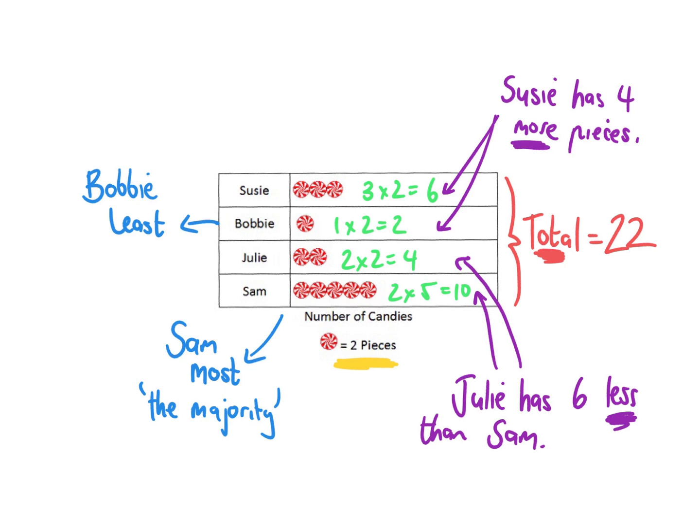What is the total amount that we can see? How much does each individual person have, which is in green? And then I can make comparisons. For example, Susie and Bobby and Julie and Sam, which is in purple. So start off by looking at most, least, total, and then compare the data.